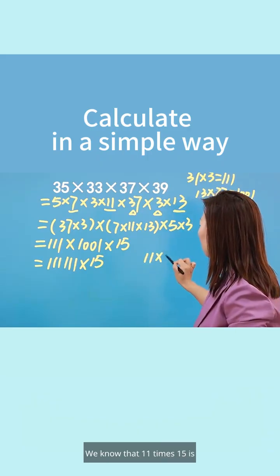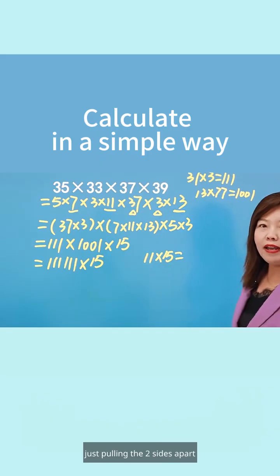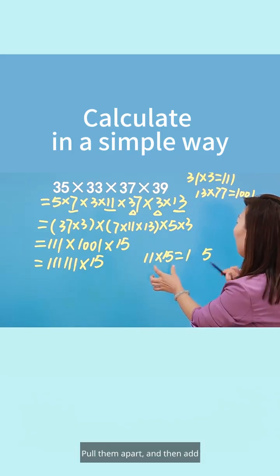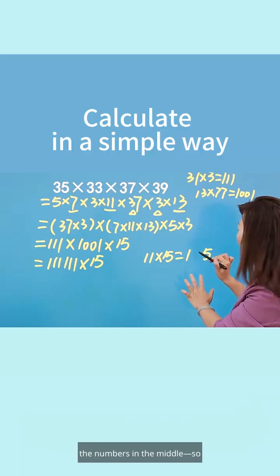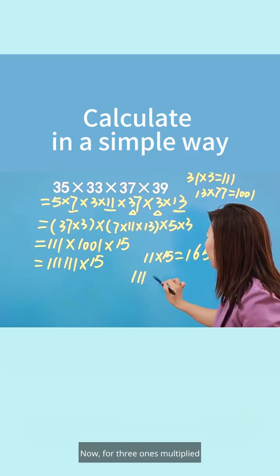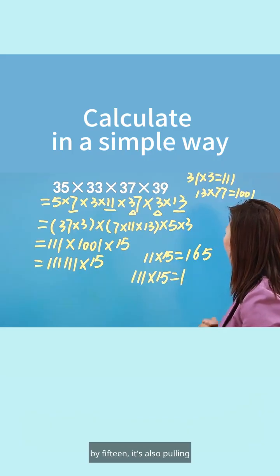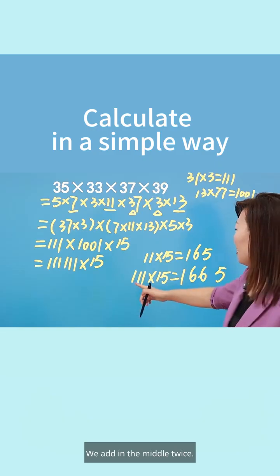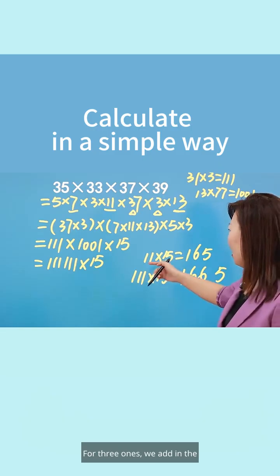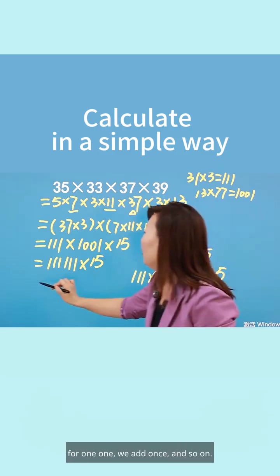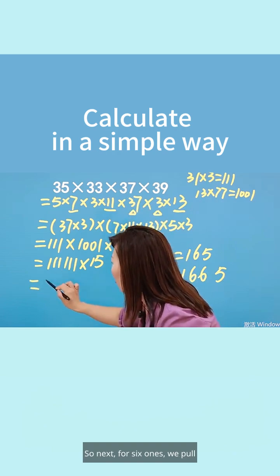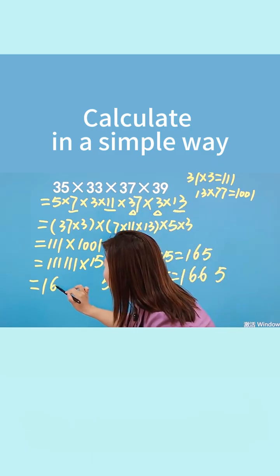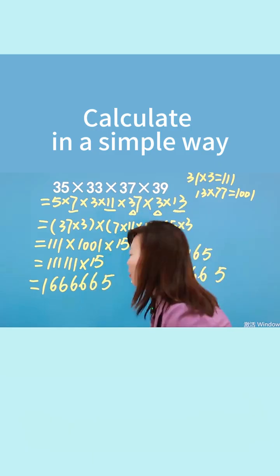We know that 11 times 15 is just pulling the two sides apart and adding the numbers in the middle, 1 and 5. Pull them apart and then add the numbers in the middle, so 1 plus 5 equals 6. Now, for 3 ones multiplied by 15, it's also pulling the two sides apart. But how many times do we add in the middle? We add in the middle twice. For 3 ones, we add in the middle twice. For 1 1, we add once, and so on. So next, for 6 ones, we pull the two sides apart and add in the middle 5 times. Did you get it?